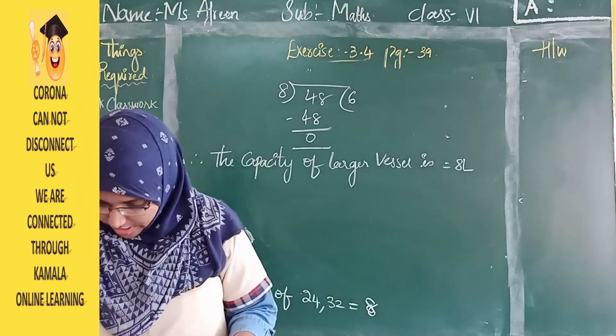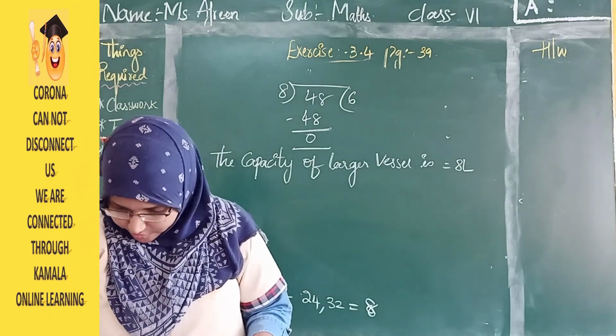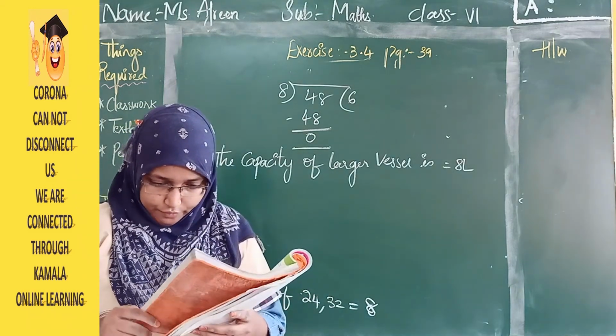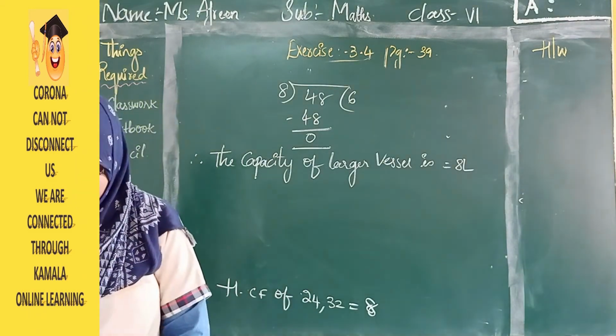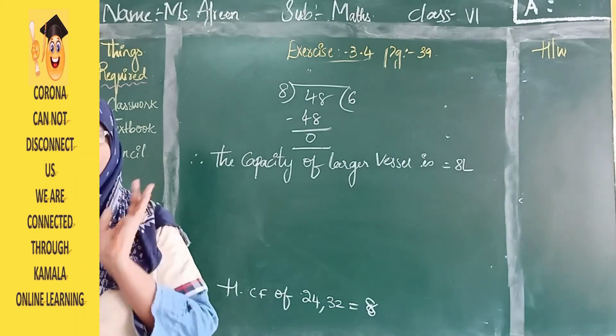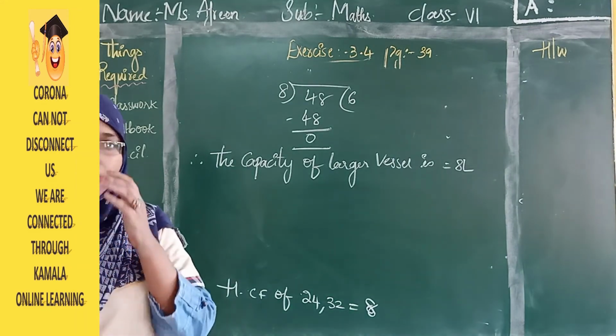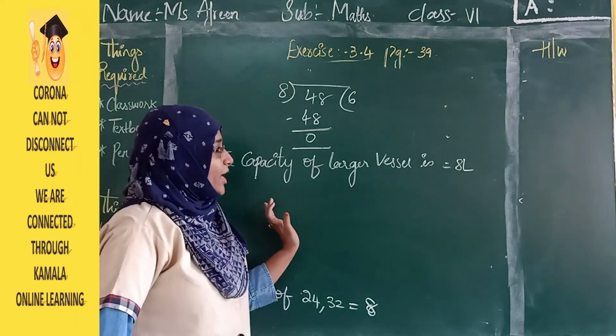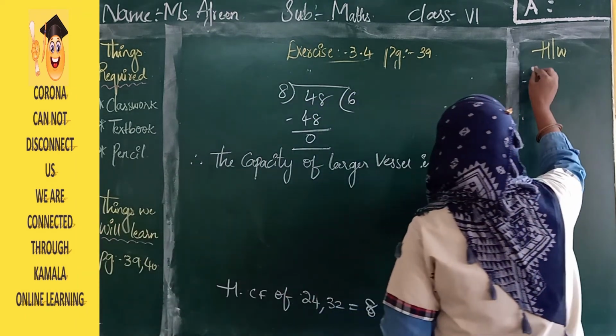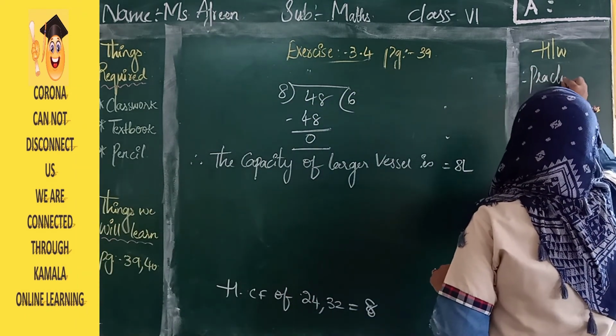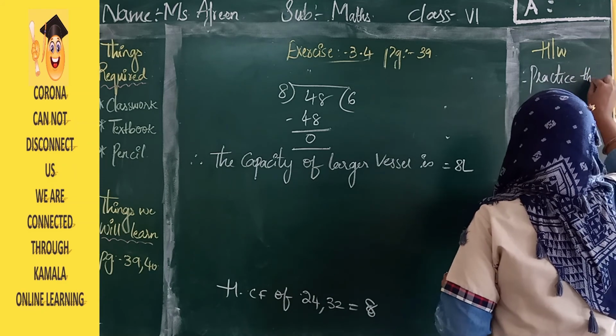Okay. So with this we have come to an end with our exercise 3.4. Your homework is just to go through all the problems today. What we did, 3 problems. You are going to practice these problems that we have discussed today.